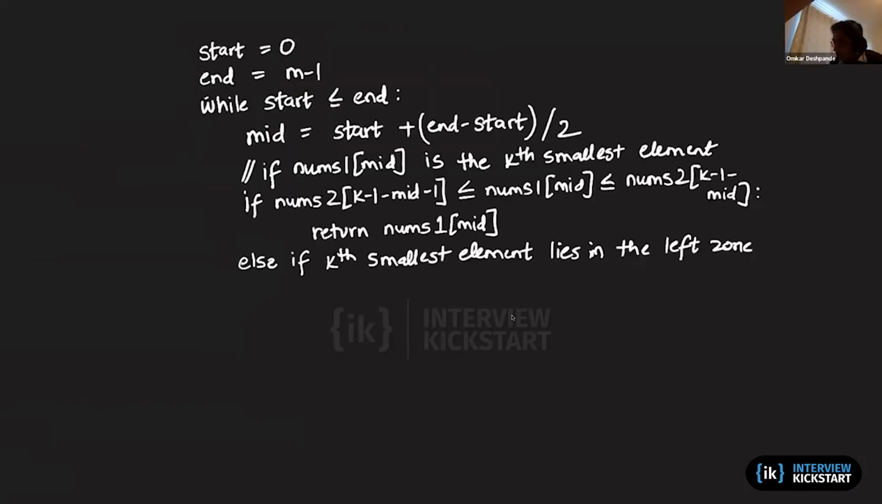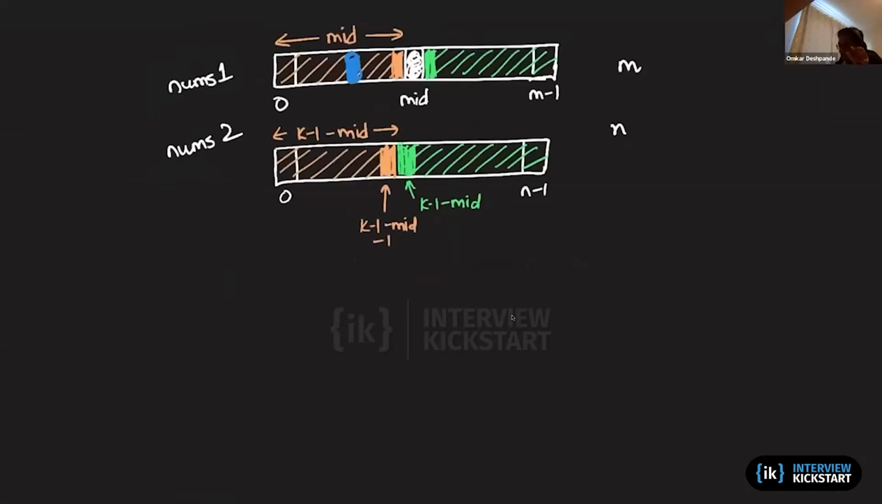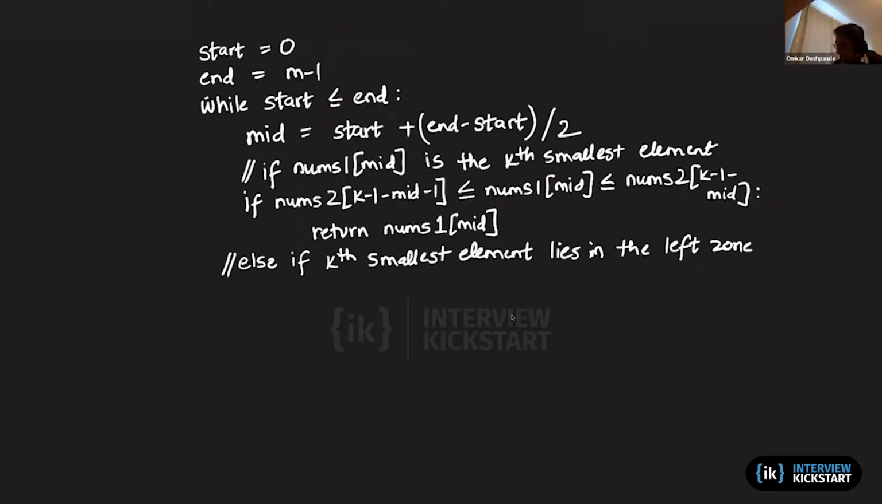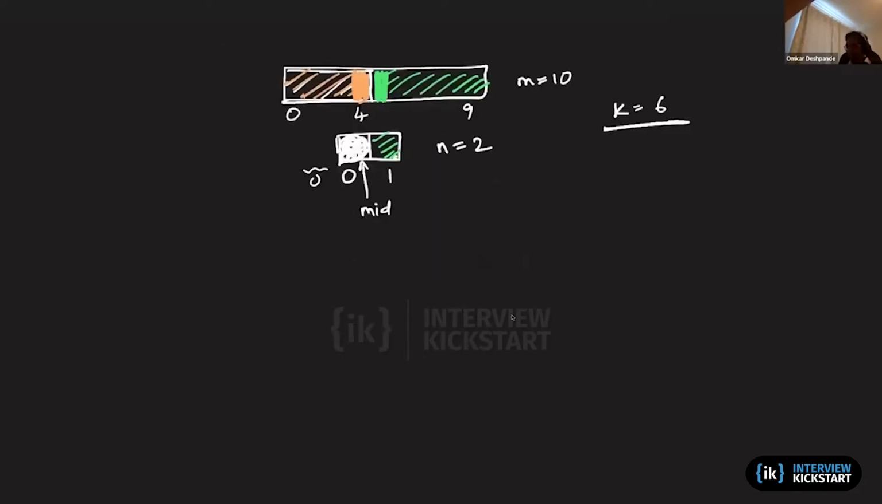If I can somehow figure out a condition for it to lie in the left zone, and I detect that it lies in the left zone, then I know that the right zone can be completely dropped from my search. So I can reduce my end index to mid minus 1. That will allow me to decrease the problem size by a factor of 2. If I can somehow detect this, then I'm going to do end is equal to mid minus 1. The question is, what is that programmatic condition that guarantees that the kth smallest element lies in the left zone?